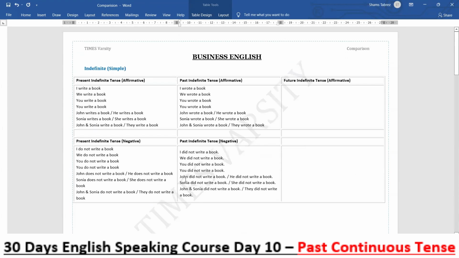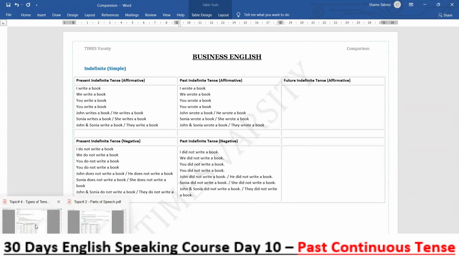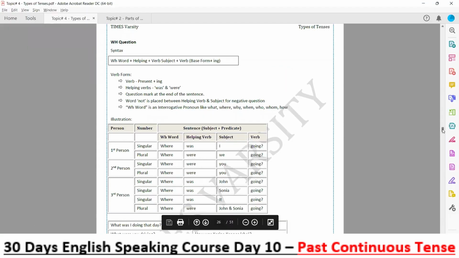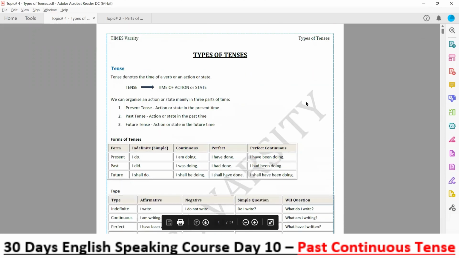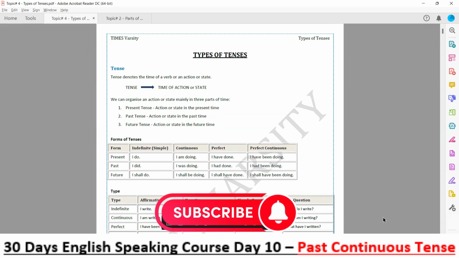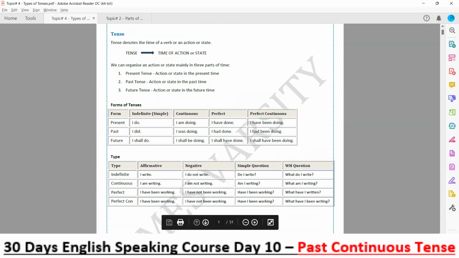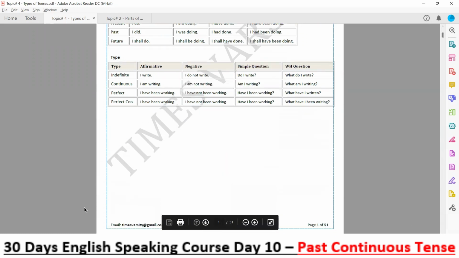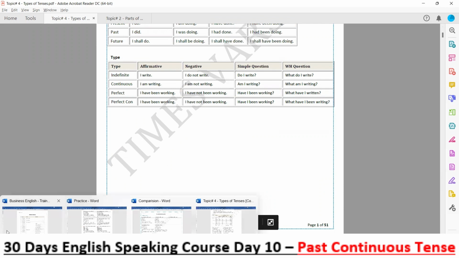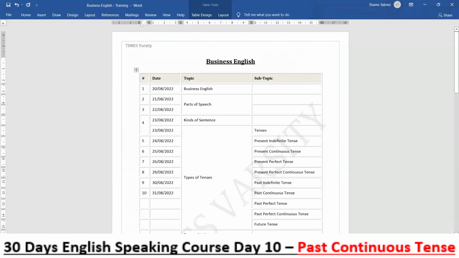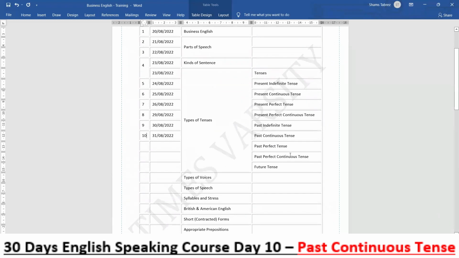So every day we will be discussing each and everything, and then we will keep on comparing. Today we discussed past continuous, and in past continuous it was affirmative, negative, simple question, WH question, and we also compared different tenses. Any question before we conclude today's session? In the next session, we will discuss perfect tense, past perfect.